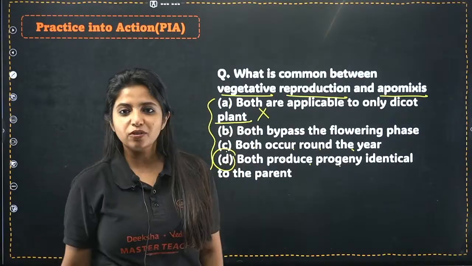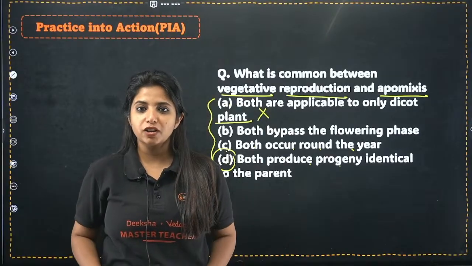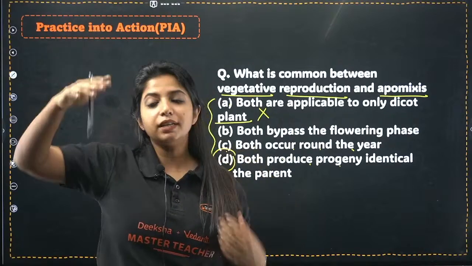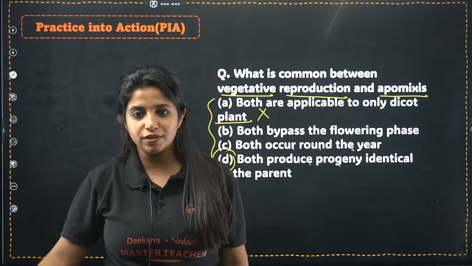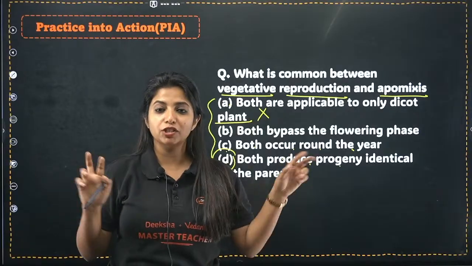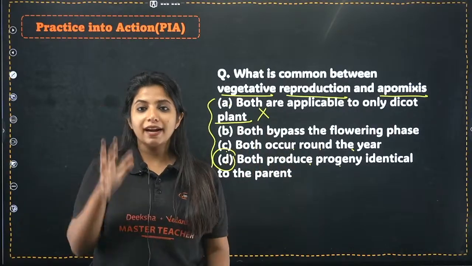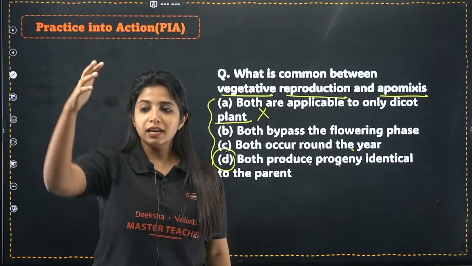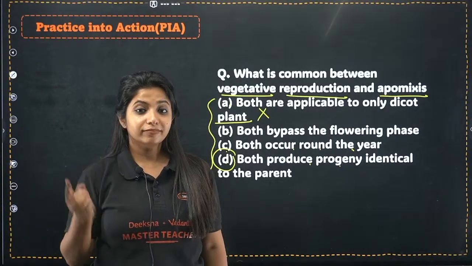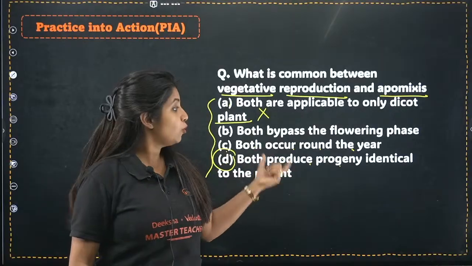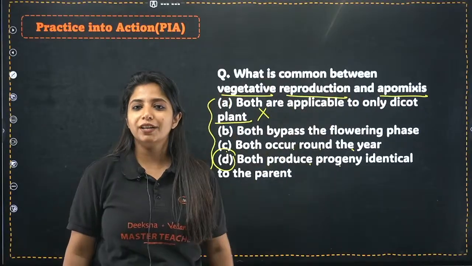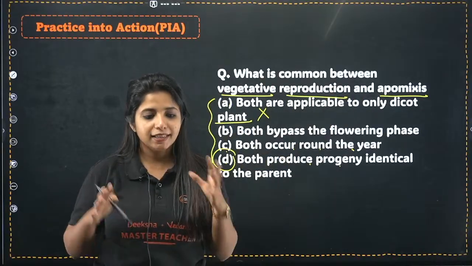Flowering phase can happen in vegetative reproduction also. The plants can produce flowers, but they can choose not to reproduce through flowers. I'm not saying that in vegetative reproduction there's no plant that has flowers. It can have flowers, but it chooses an asexual mode of reproduction, right? So D would be the answer. Both produce progeny identical to the parent. Why? Because both are asexual modes of reproduction. They are just going to look like the parent plant.